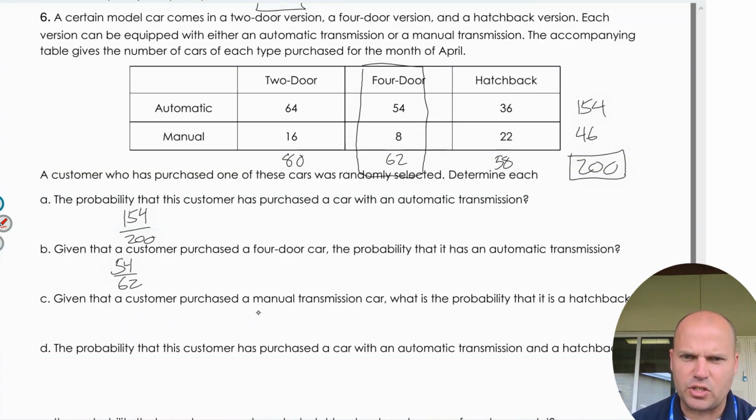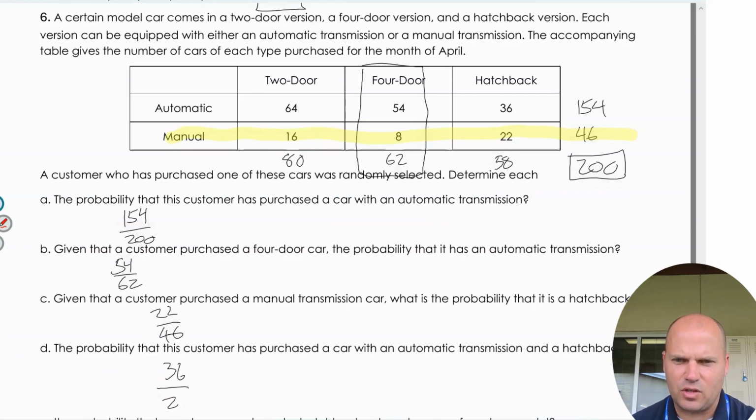Given that a customer purchased a manual transmission car, okay, so that's the 46 total manual transmission cars. Probability that it's a hatchback. That's the 22 out of the 46. Probability that this customer has purchased a car with an automatic transmission and a hatchback. Automatic and a hatchback is 36 out of the total of 200.